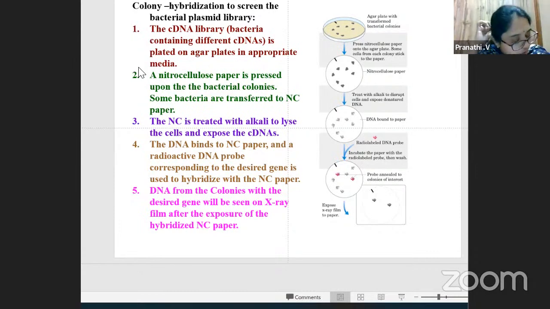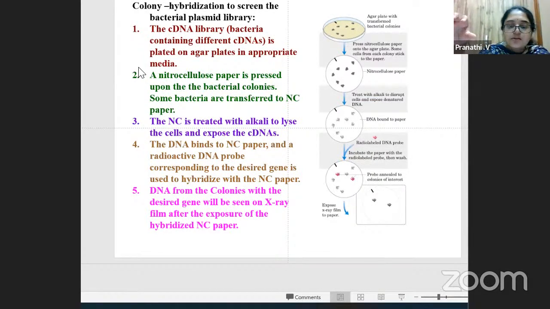So when it comes to the ARMS PCR, that is the amplification refractory mutation system, it is a special type of PCR wherein the primer is mutant specific. So if at all there is any mutation, that can be identified.